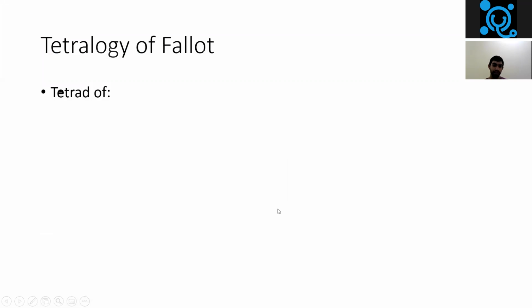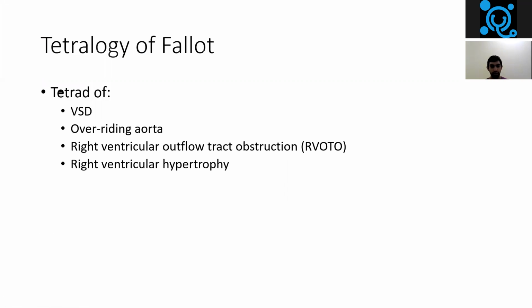So, as we mentioned here, the tetralogy of Fallot consists of 4 features. Okay, so starting off, you will have a VSD. Now, this usually needs to be quite a large VSD. So we typically say it needs to be larger than the annulus of the aorta. Yeah? So it's quite big.